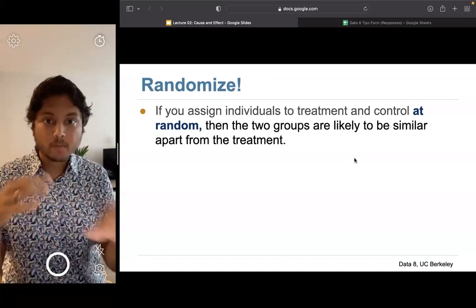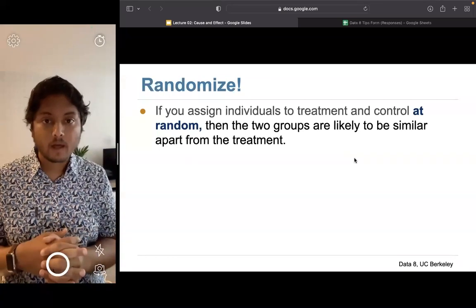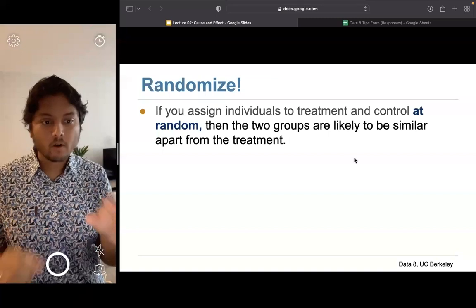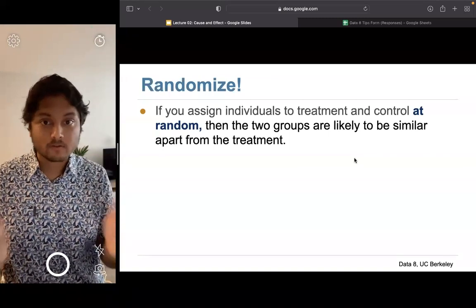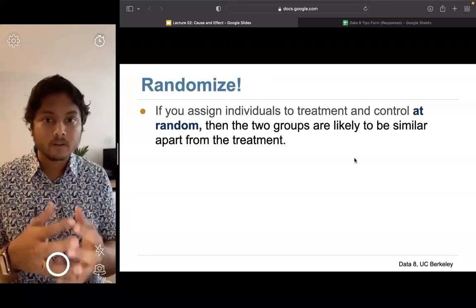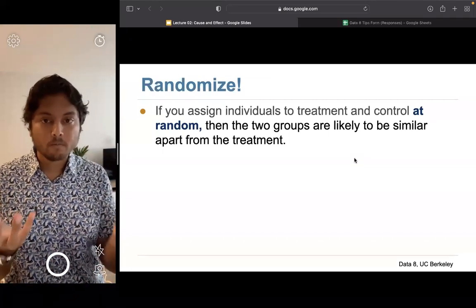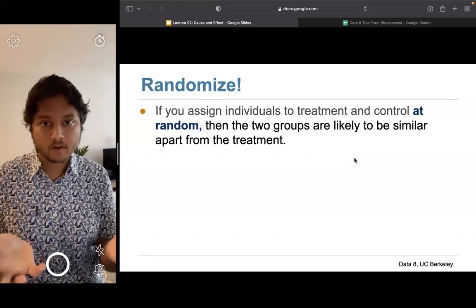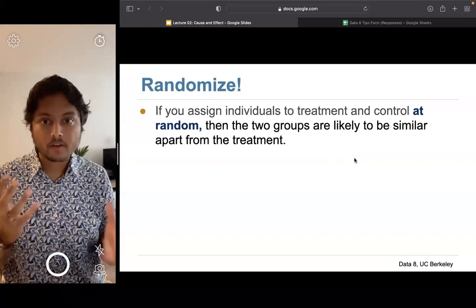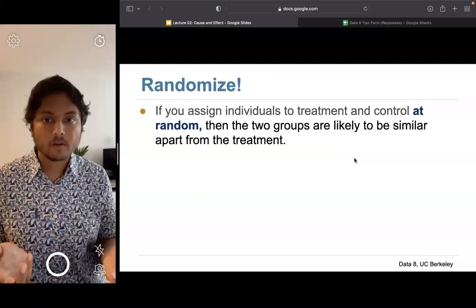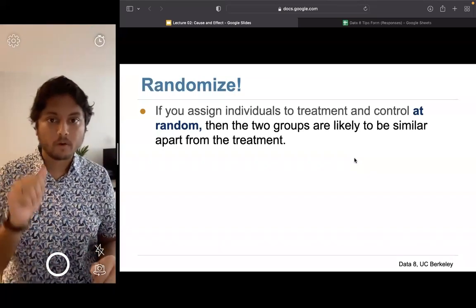Because you split them up randomly, that's the key. You didn't split them up by, say, taking everybody above 18 over here and everybody under 18 over here. That's really bad. You need to split them up completely randomly so that both groups end up looking almost identical, pretty much the same. That's the key. That way, the only difference between them is going to be the treatment. Then you assign the treatment to one group and the control to the other.